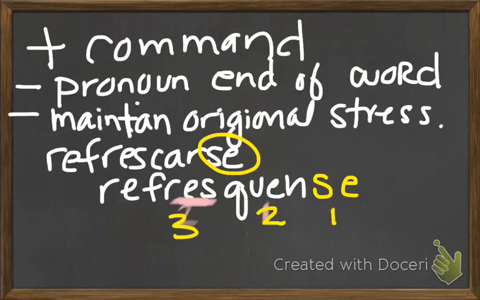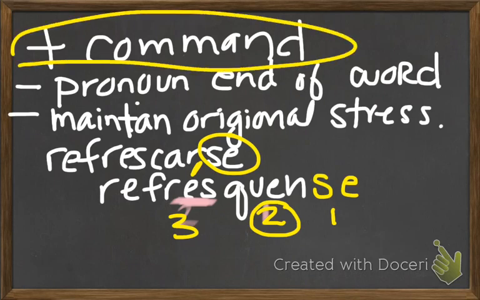Okay, our rules, it ends in an e, it should be on two. It's not. It's now breaking the rule because we have to maintain that original stress. So now it needs an accent. Refrésquense. Otherwise, you'd have to say, now that it's spelled differently, refresquense. So you're going to add the accent, if necessary, to maintain that original stress. So those are our positive command pronoun placements.